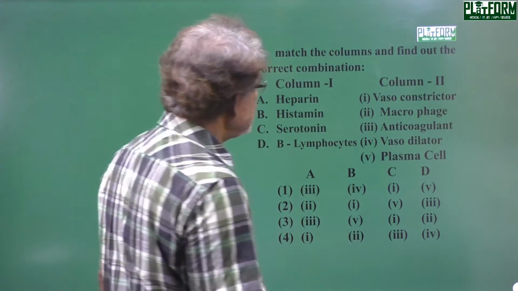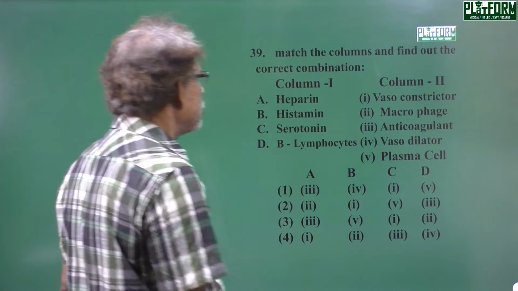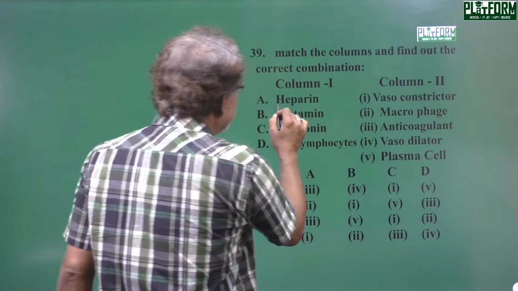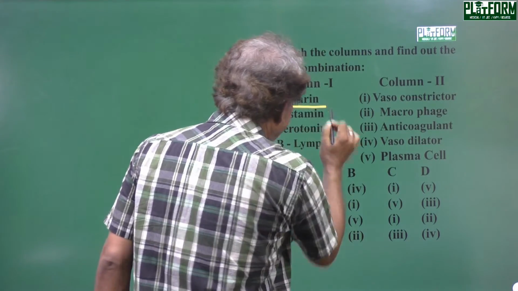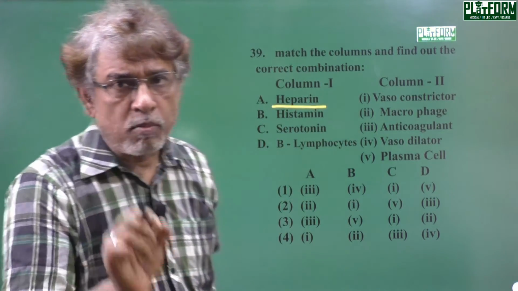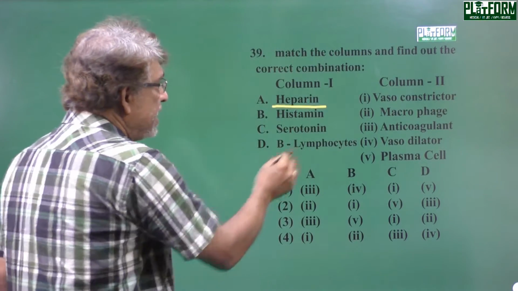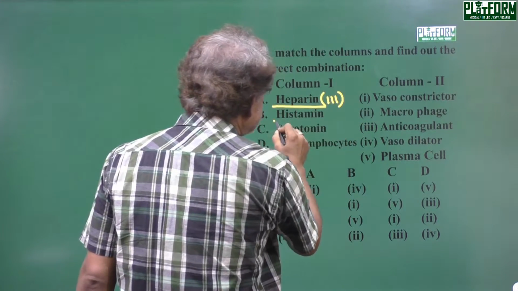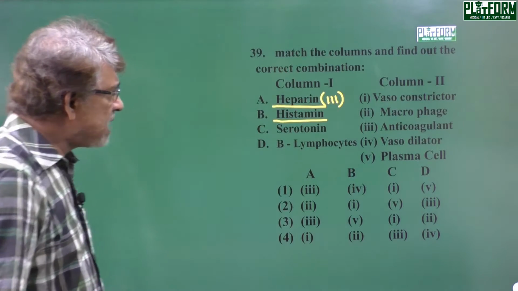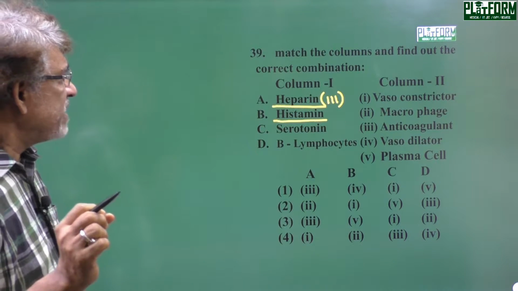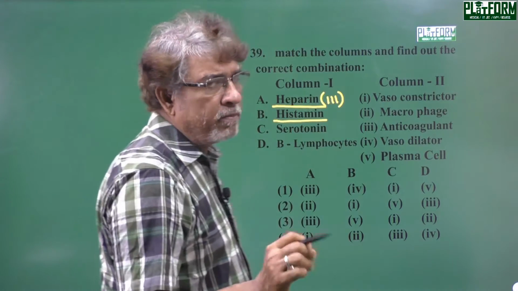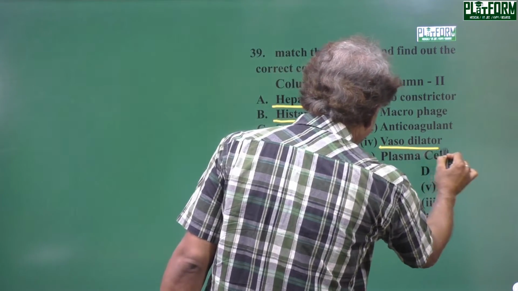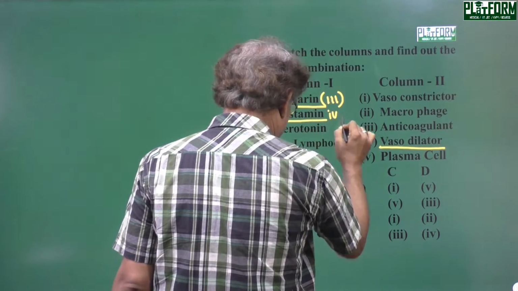Match the columns and find out the correct combination. Column 1 and column 2. Column 1, A indicates heparin. You know, heparin is a common anticoagulant. Anticoagulant, that is 3. Histamine. Histamine is secreted from WBC, basophil, and it is a vasodilator, that is number 4.